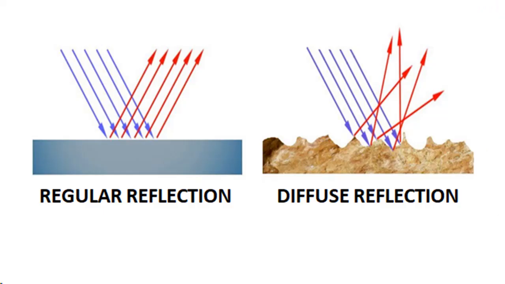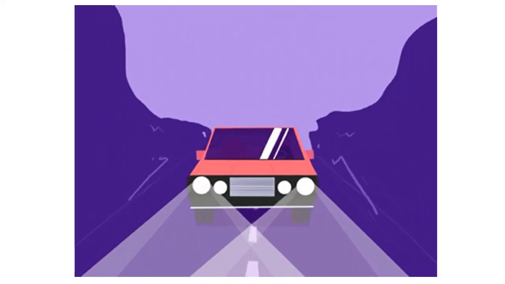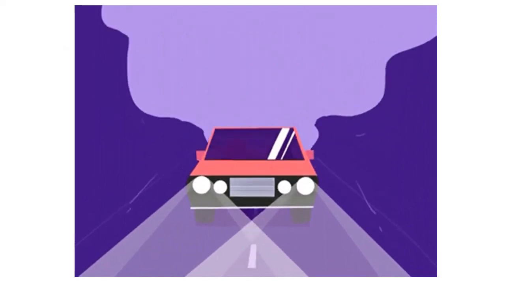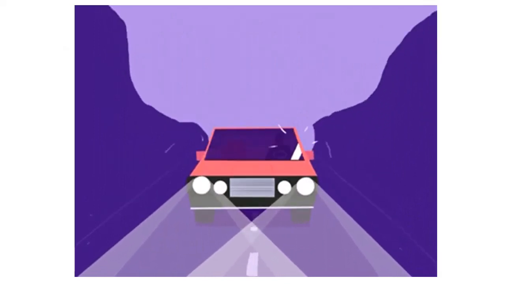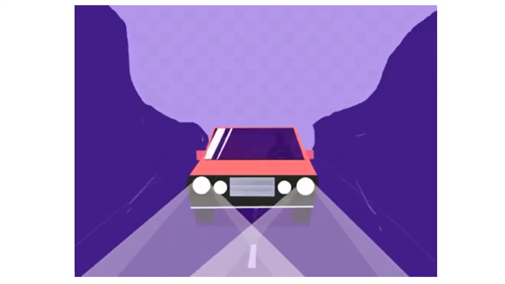Diffuse reflection plays an important role in driving at night. It helps us see the road surface illuminated by our headlights on a dry night. But when the road is wet, there is less diffuse reflection and traveling on the road is more difficult.